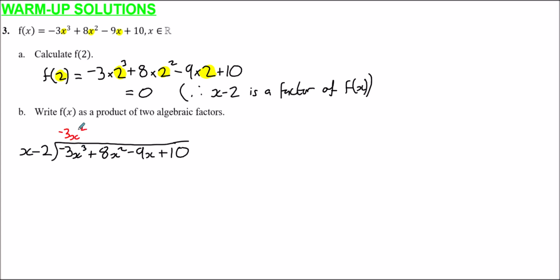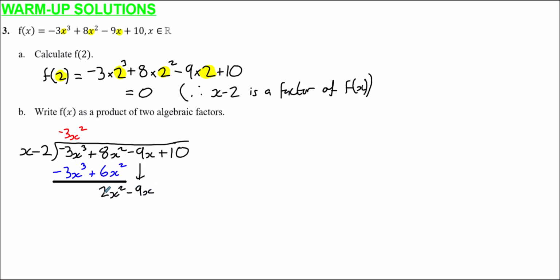Next, we multiply this by the highest power of x on the outside. That'll give us minus 3x cubed. Minus 3 times minus 2 gives us plus 6x squared. Now this next step, we now subtract. 8x squared take away 6x squared gives us 2x squared. And then we always need to remember to bring down the next term along, which is minus 9x.